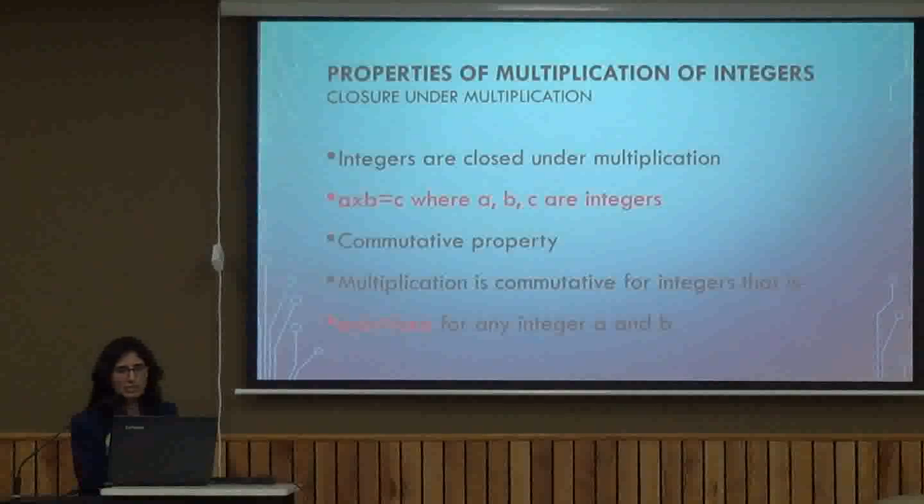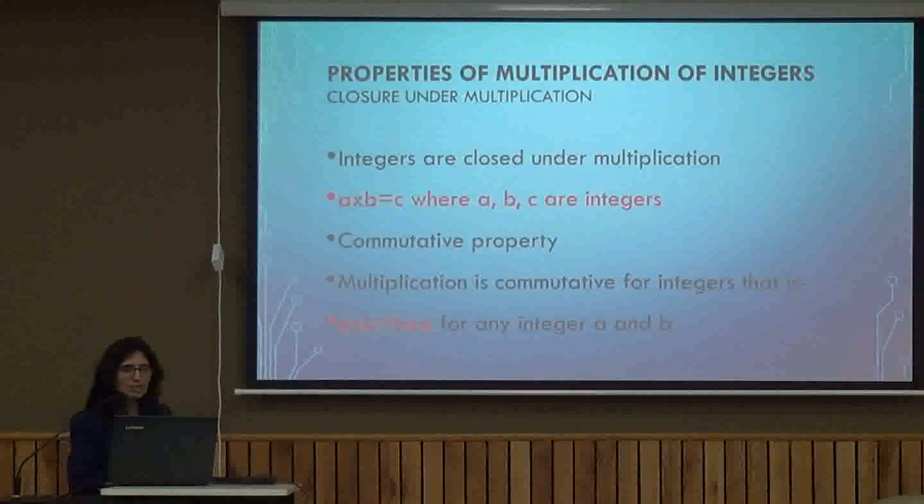Now, properties of multiplication of integers. First one is closure under multiplication. Similarly, with multiplication, as in addition, we have the closure property. So integers are closed under multiplication. So if we multiply any two integers, the product is again an integer.